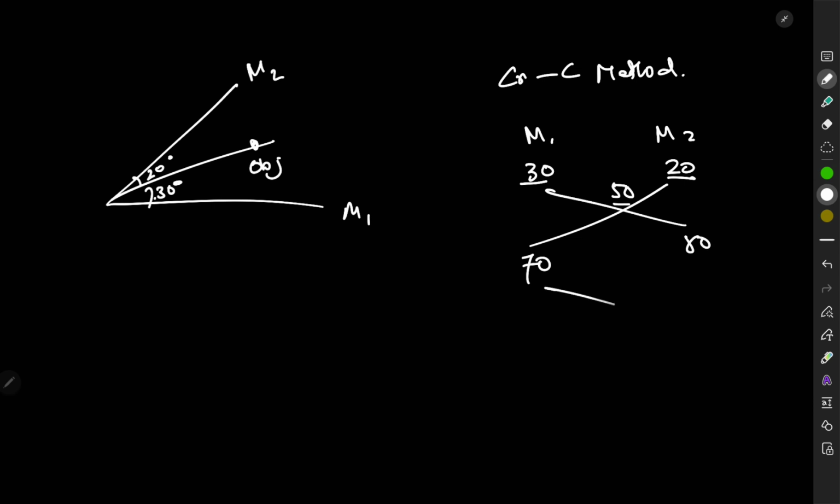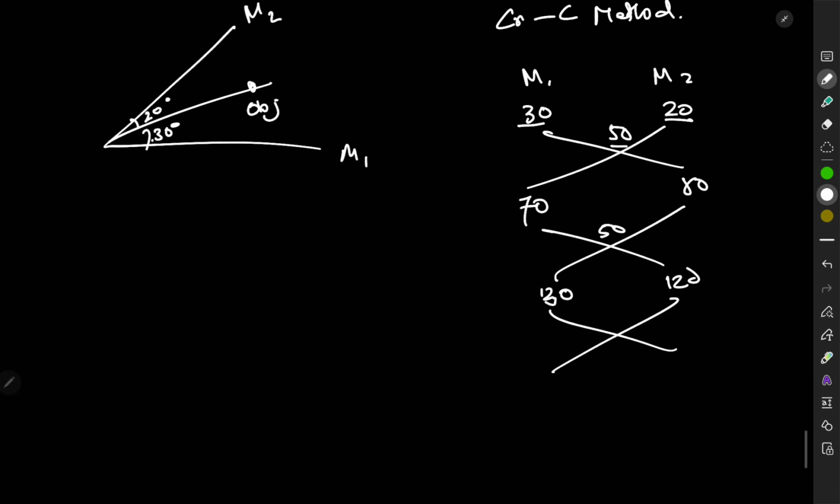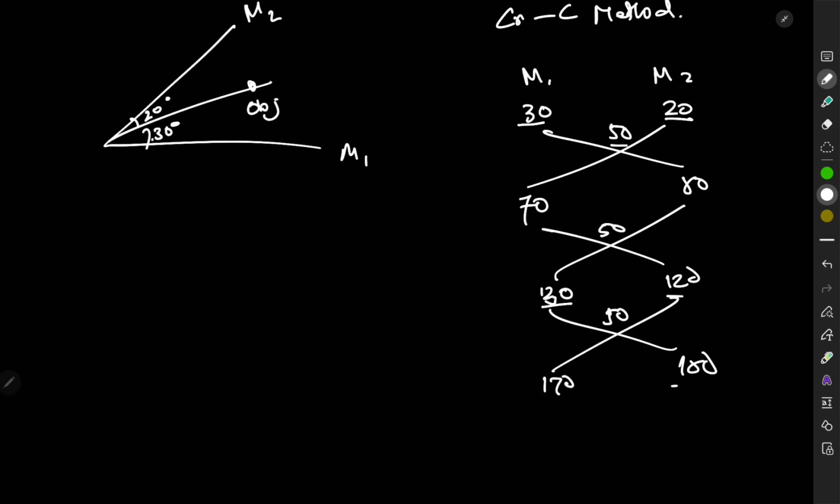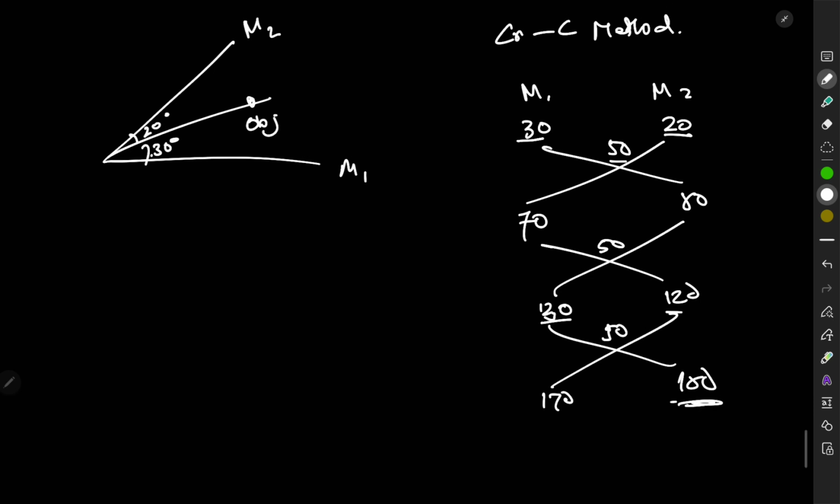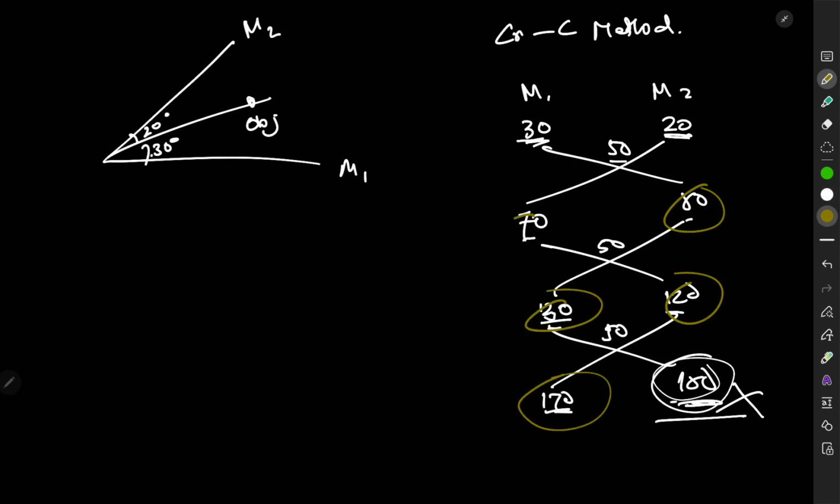50, 120, 130, right? So still nothing has reached 180, so I can move further. 50, 180 reached, and 170, so reached. So count the number of values: 1, 2, 3, 4, 5, 6, 7. Don't take 180 or above 180 into account, just count the values: 1, 2, 3, 4, 5, 6, 7. Total number of images formed is 7. That's it. Fine.